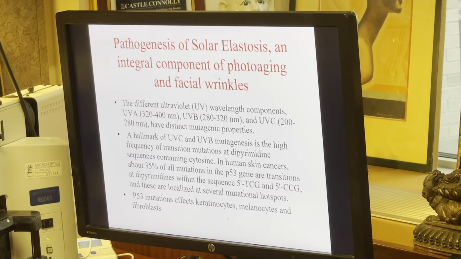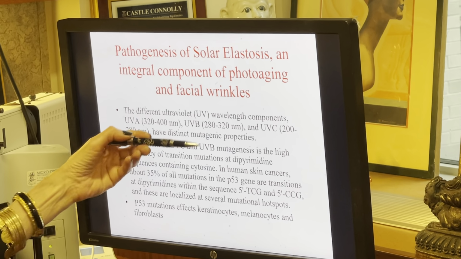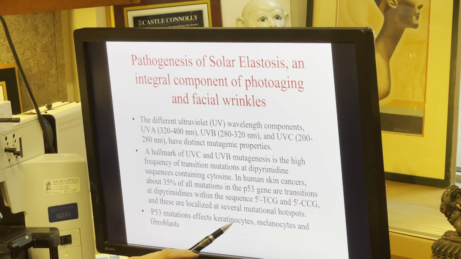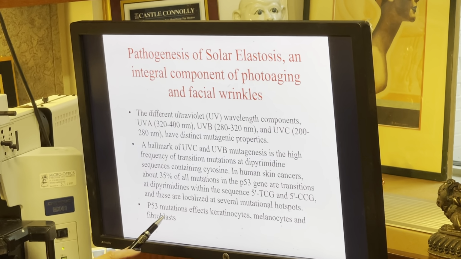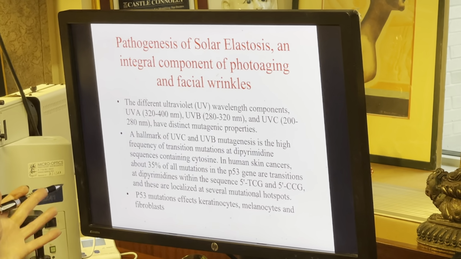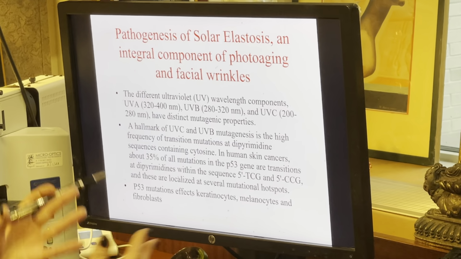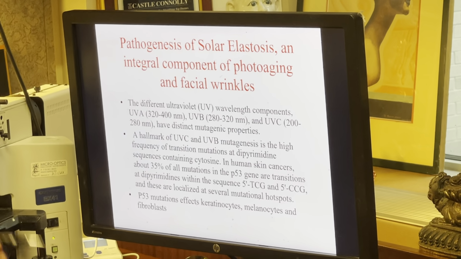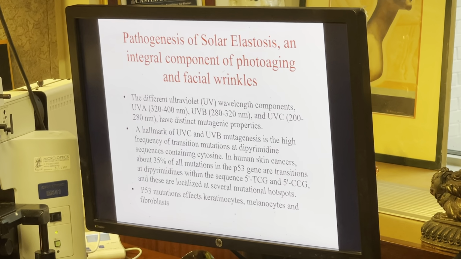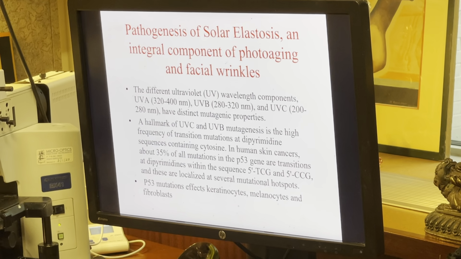And the p53 mutation, which is through UVB mutagenesis, affects keratinocytes, melanocytes, and fibroblasts. Keratinocytes, which of course are the source of the structural integrity of the epidermis, the melanocyte, which is the source of melanin pigment, and the fibroblast, which of course is the source of collagen, elastic tissue, and hyaluronic acid.